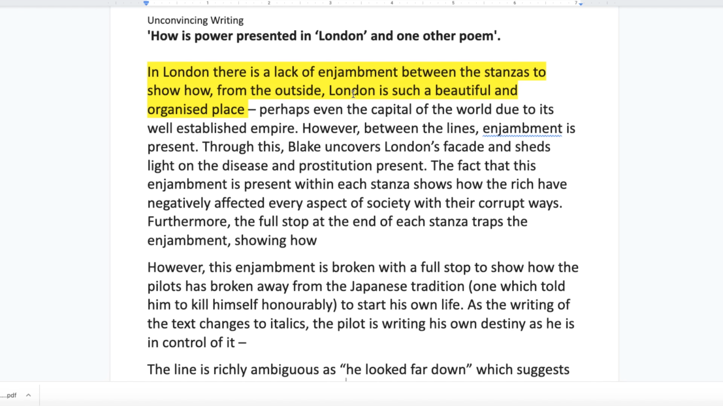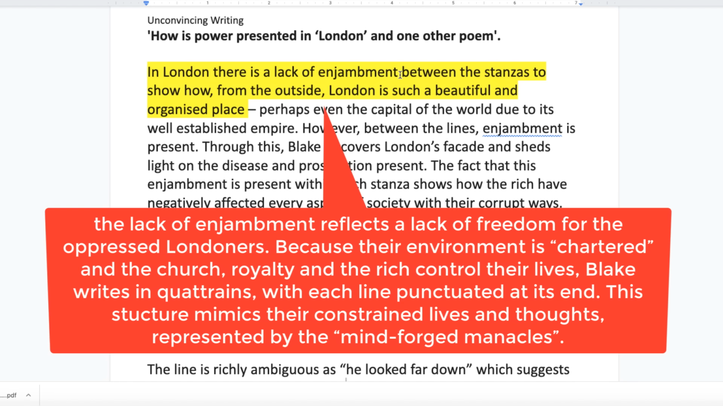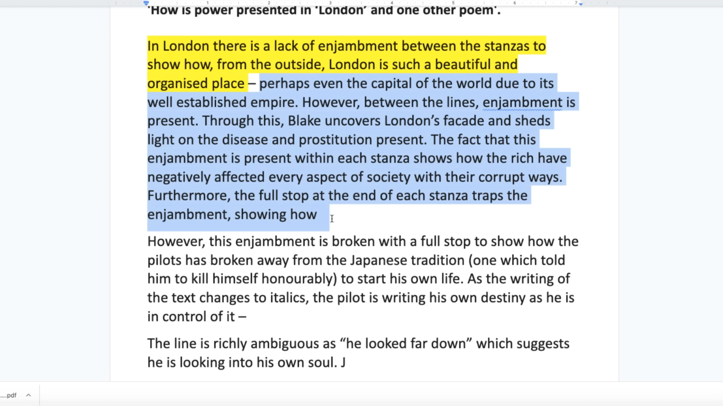And students do this all the time. Now, you can certainly link enjambment to a freedom of thought, and that would have gone down brilliantly with this poem because it contrasts with the mind-forged manacles. So just as people's minds are constrained, so the lines are constrained in the poem. That would have got him top of the mark scheme. So all of this explaining the effect of the enjambment is actually made up stuff.